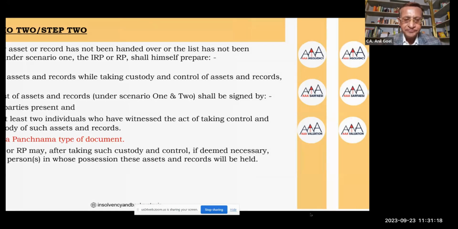Now this is step 3. We have seen step 1, where whatever information is given by the corporate debtor voluntarily with a list. Second, whatever information or the custody or control of the assets taken over by the RP in other manners. We have seen both the lists. We have seen a panchnama kind of document. Now the third is whatever information is not available as required under section 18A, 18F, and regulation 36, that will be sent to the corporate debtor as a requisition from the RP or the IRP.